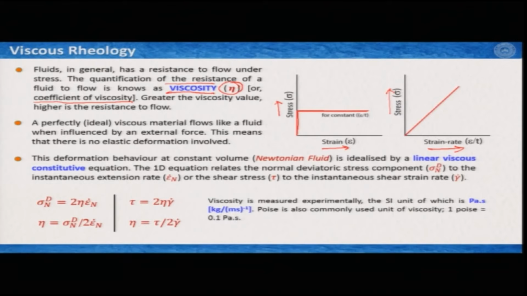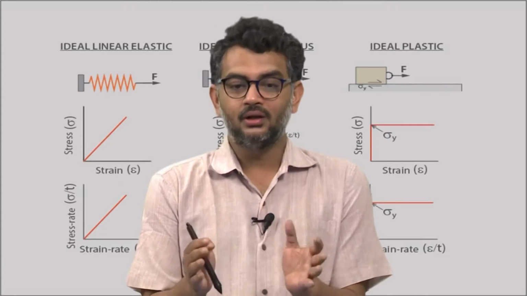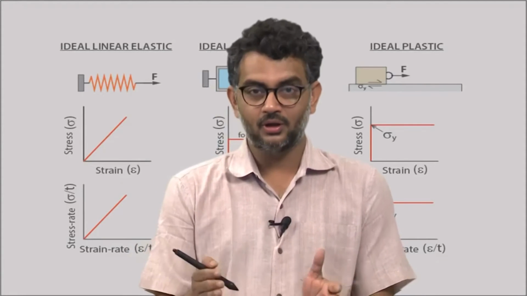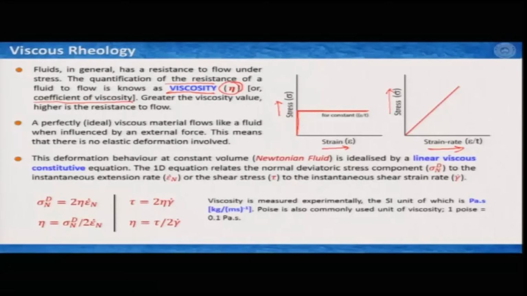Now, when this deformation of an ideal viscous material happens at constant volume, then we call it a linear viscous material, or most of the time we refer to it as a Newtonian fluid or Newtonian flow, and the constitutive equation in one dimension relates the strain rate. So, for a normal deviatoric stress component, if we use the normal stress, then it is related to the normal deviatoric stress component, which we refer to as sigma dn, to the instantaneous extension rate, which is epsilon dot n.